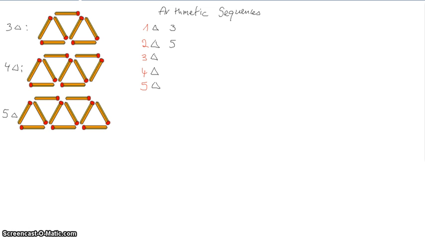So if I have just one triangle, I have obviously three matchsticks. Two triangles would be five matchsticks. And if you count the matchsticks here, I have 7 matchsticks. If you then look at this one here, there would be 2 more added. I have 9 matchsticks. And for the fifth pattern, I have 11 matchsticks.